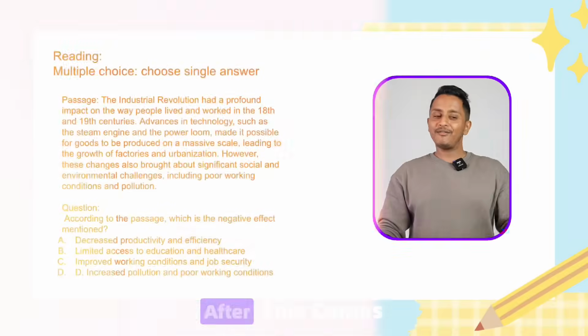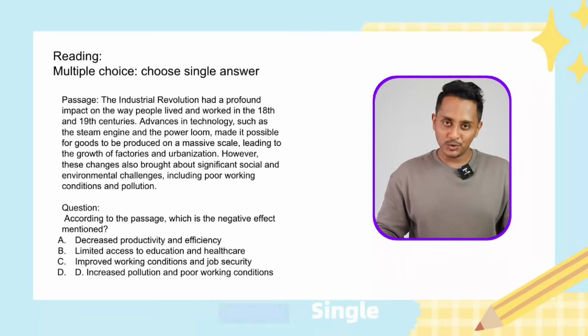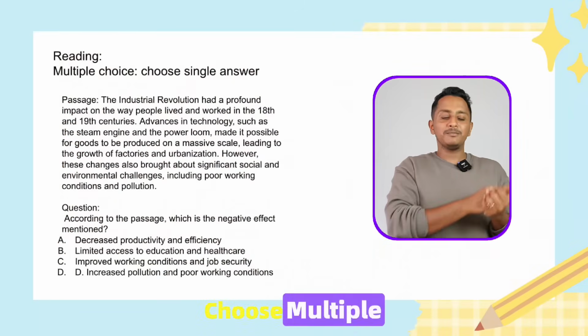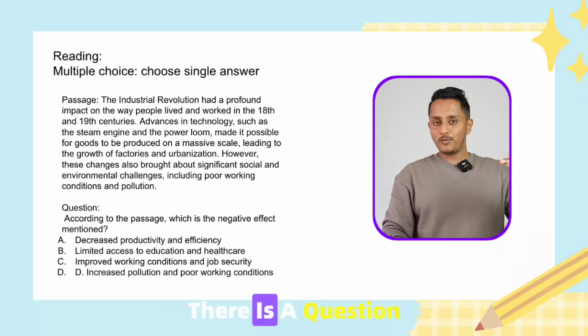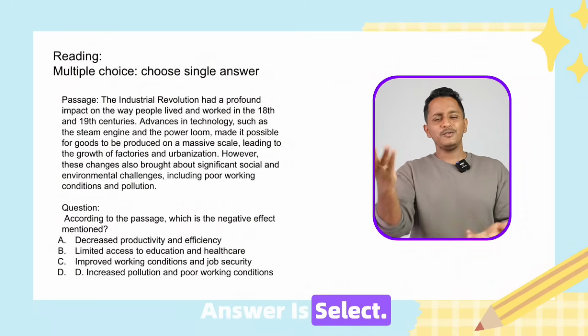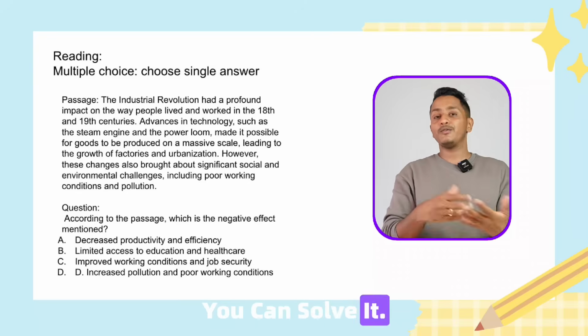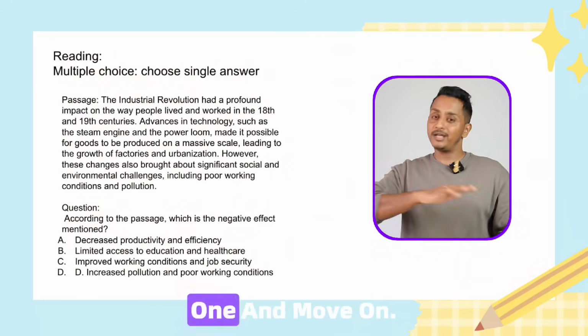That's what it is. After this comes the last section, multiple choice, choose single answer. Similar to choose multiple answer. Here there is a big passage and a question, but only one answer is selected. If you still have time, you can solve it. If you don't have time, randomly click one and move on.